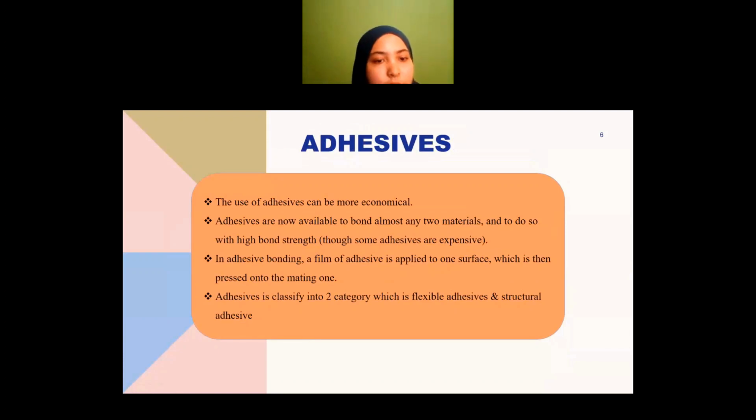Next, the use of adhesive can be more economical. Adhesives are now available to bond almost any two materials and to do so with high bond strength, which is tough. Some adhesives are expensive. In adhesive bonding, a film of adhesive is applied to one surface, which is then pressed onto the mating one. Adhesive is classified into two categories, which are flexible adhesive and structural adhesive. Okay, next I will pass to Alicia.